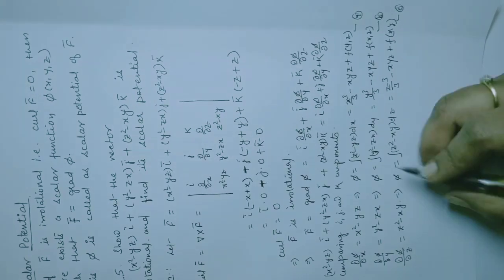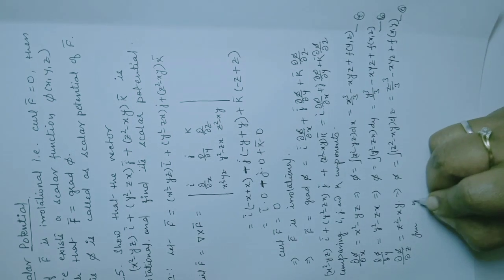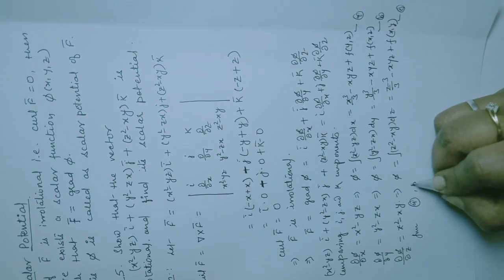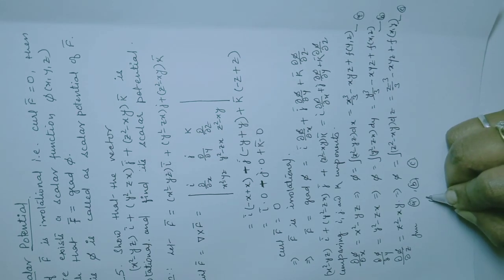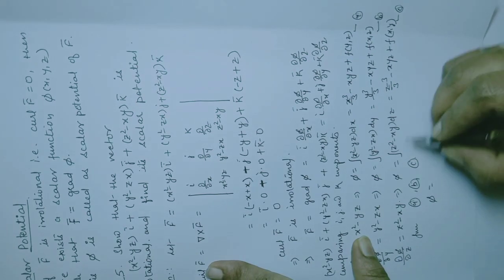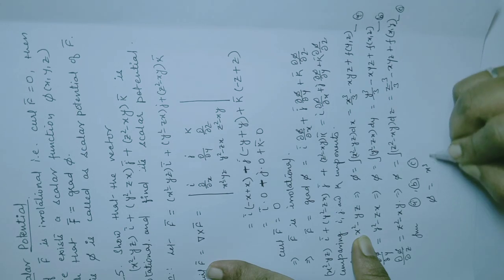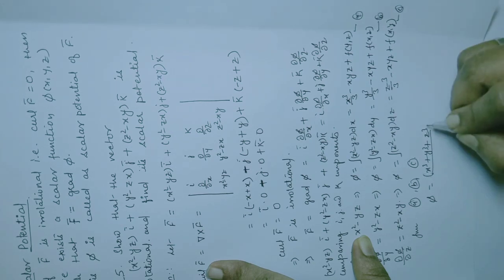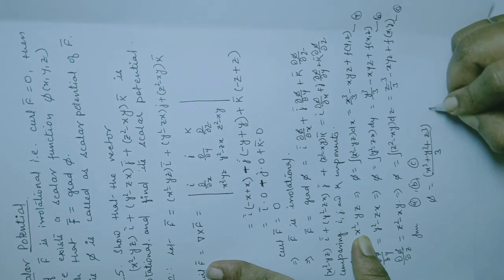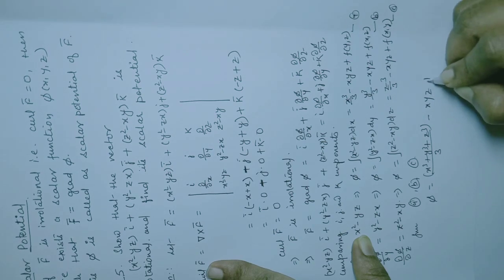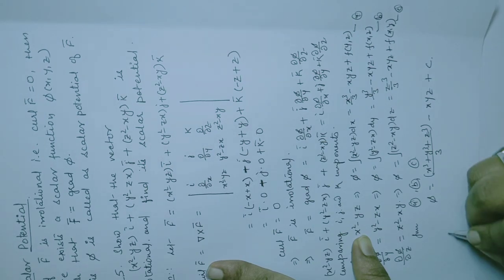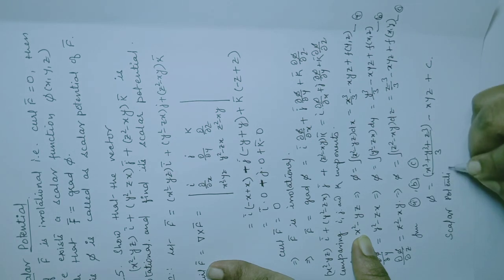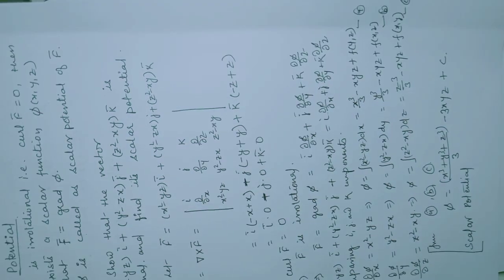So what you get from A, B and C, because phi is a function of x, y and z, is the value of phi, nothing but x cube plus y cube plus z cube over 3 minus xyz plus a constant. So that is nothing but your scalar potential.